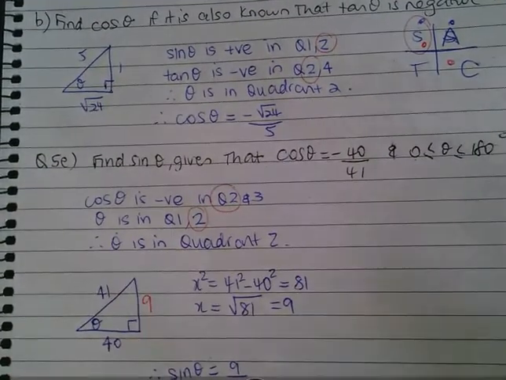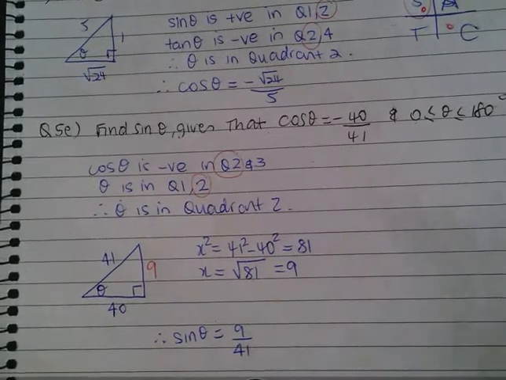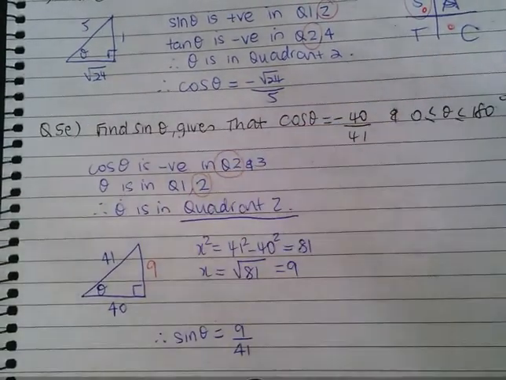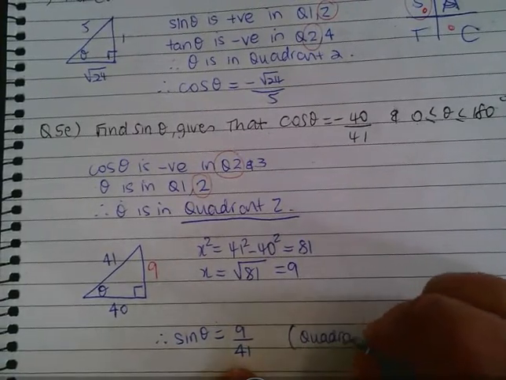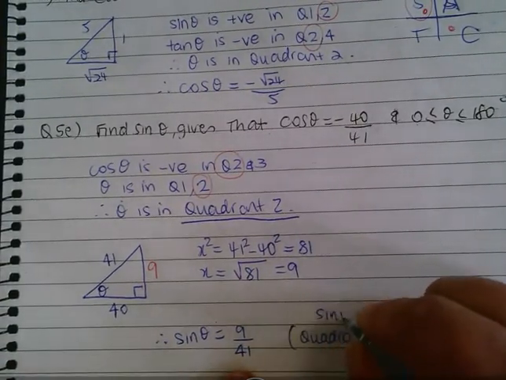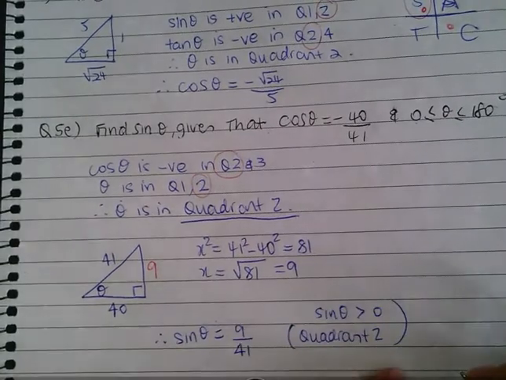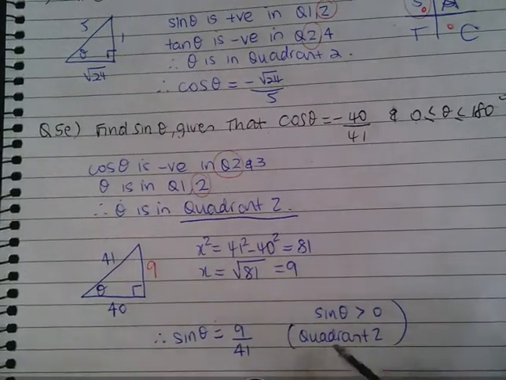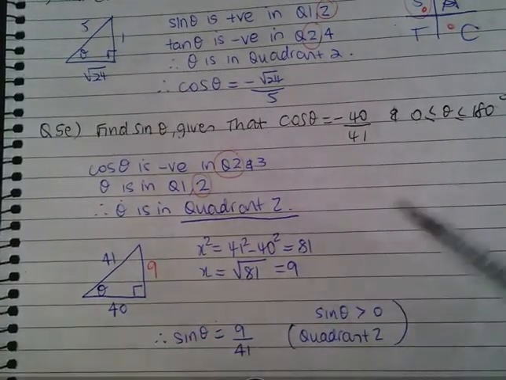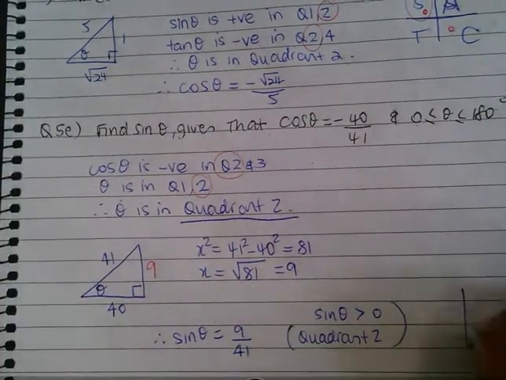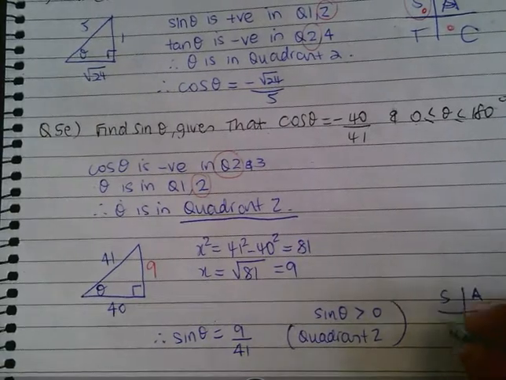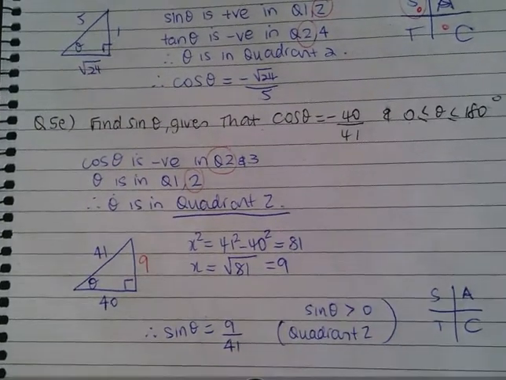Is it going to be positive or negative? What quadrant are we in? Positive. Yeah, it's positive. It's quadrant 2. So sine theta is going to be positive. Can I just write sine theta is greater than 0? How did I know not to put a negative in front of that? We've already worked out that we have to be in quadrant 2. And according to all stations to central, sine theta is positive in quadrant 2.